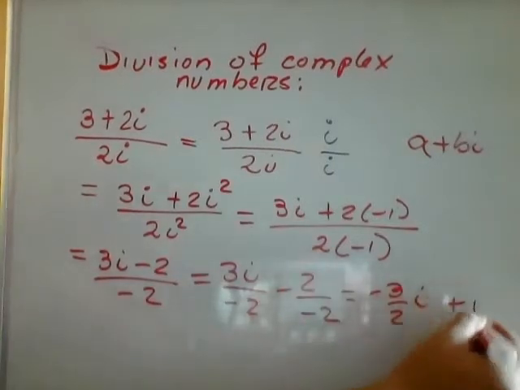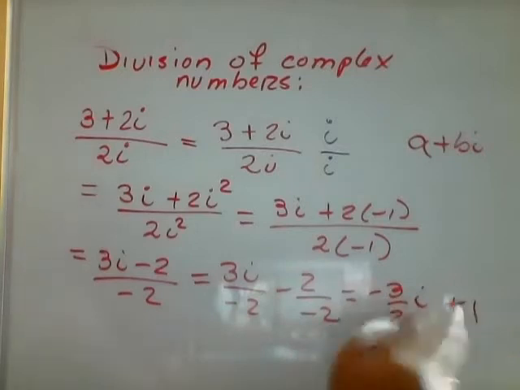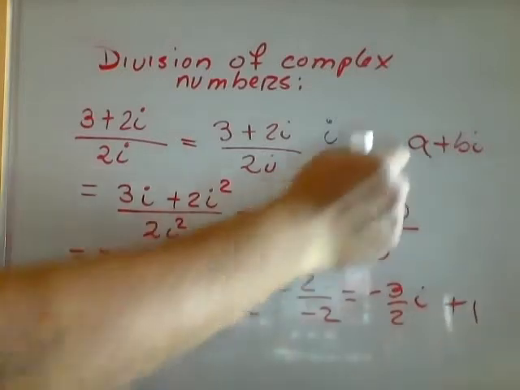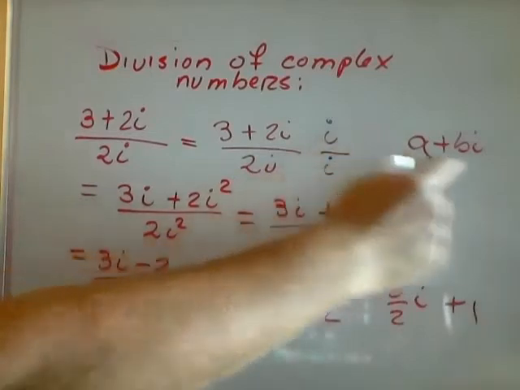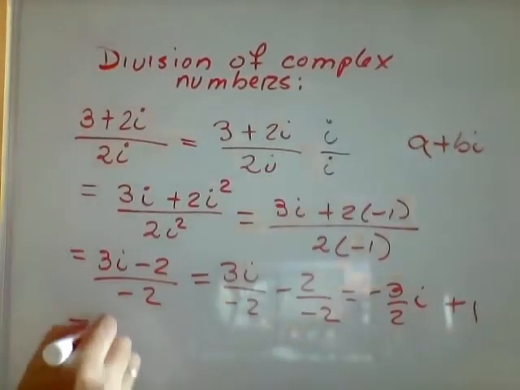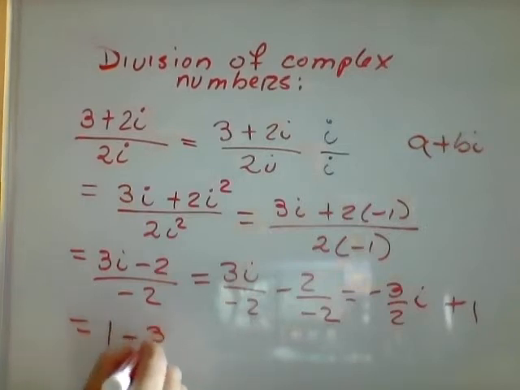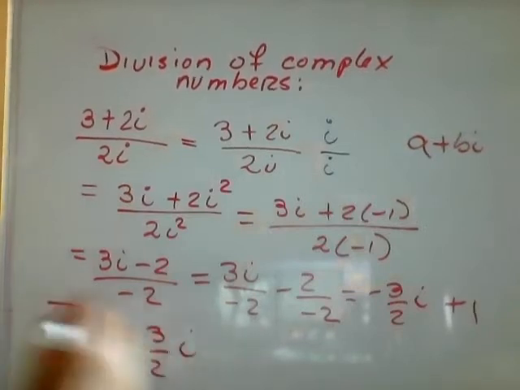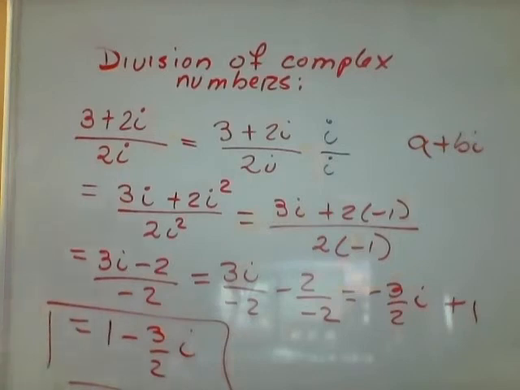Now we're going to switch the positions of the real part and the imaginary part, because always the real part is going to be the first and the imaginary part is going to be the second. Then we're going to do 1 minus 3 over 2 i, and this will be the final answer.